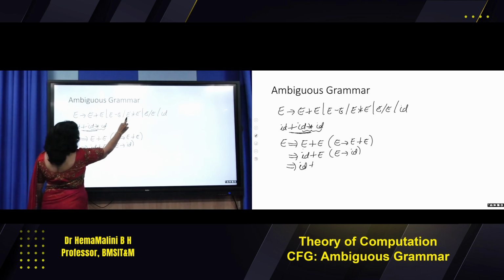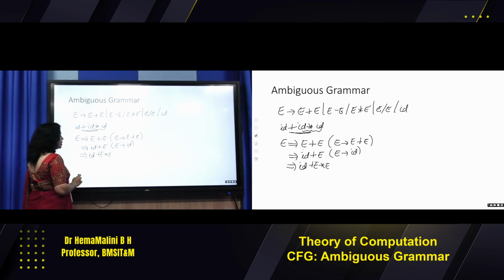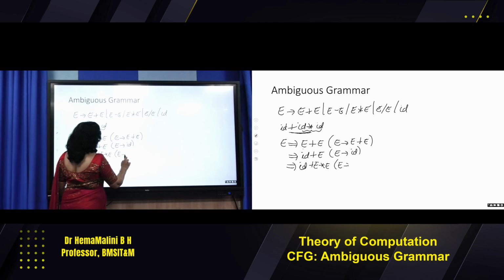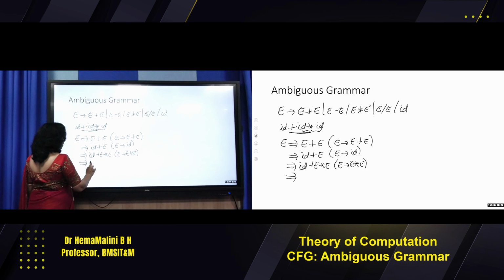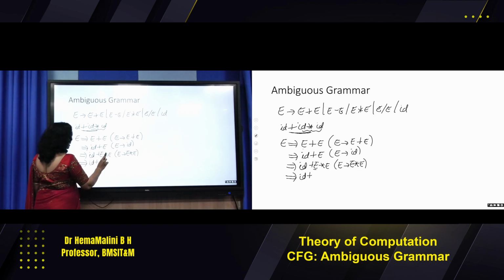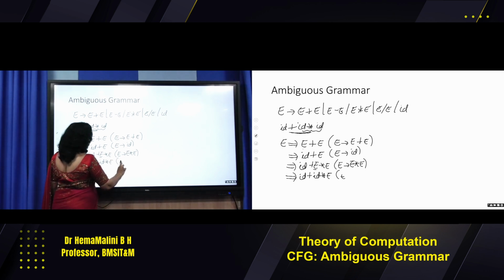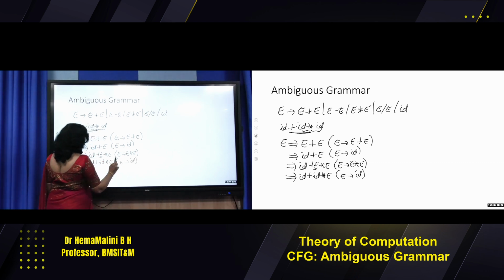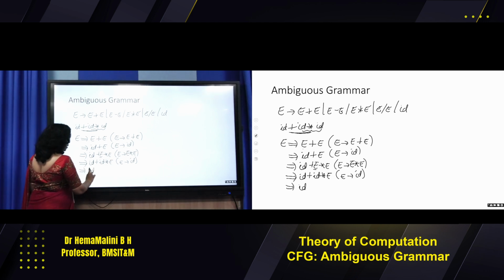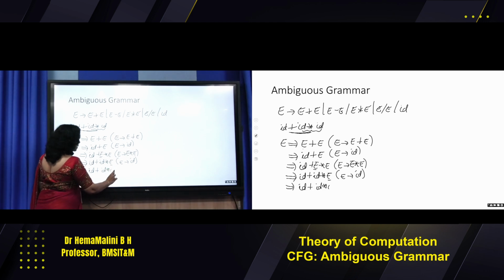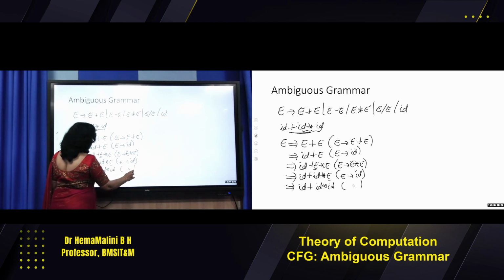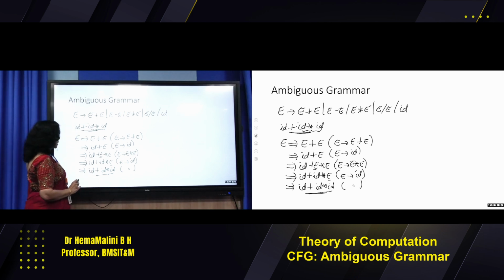So which production gives us the star? E star E. E star E gives us the star. By putting E produces E star E, ID plus this would be ID star E. E produces ID. Now we got ID plus ID star. For this let us substitute ID again, the same production, ID plus ID star ID.